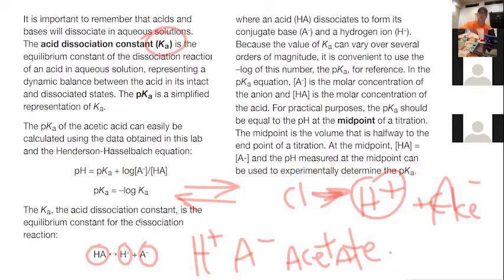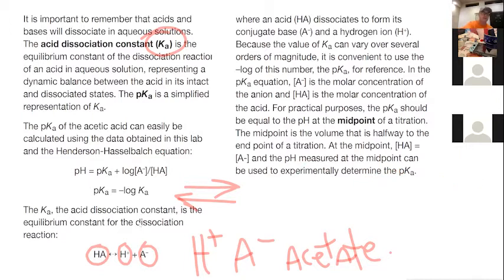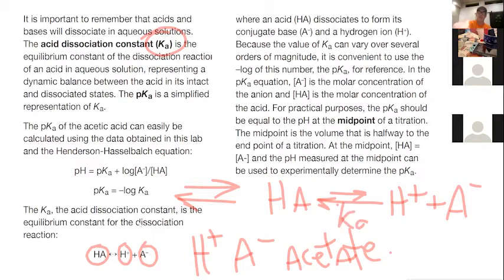And so this reaction of acetic acid leading to H plus and A minus is governed by what we call the equilibrium constant. It tells us how much H plus and A minus is going to be. And so that is determined by the concentration of H plus times the concentration of acetate, divided by the concentration of acetic acid. And that equals the Ka.